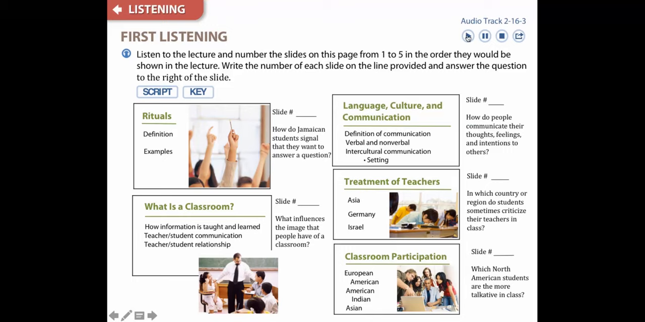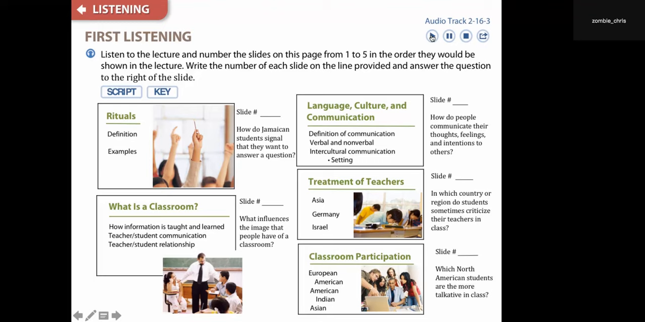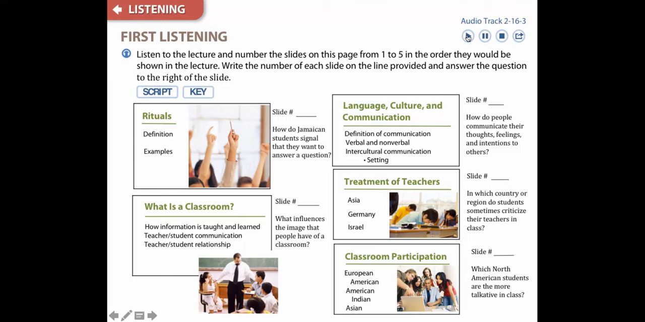And culture also influences how a person understands the ways in which information is taught and learned in the classroom. Culture also plays an important role in determining how teachers and students communicate in the classroom. In this lecture, I'll give you a few examples of some of the ways that culture affects this communication.